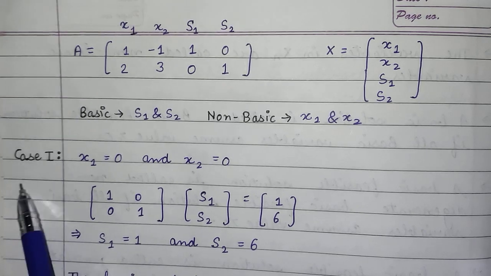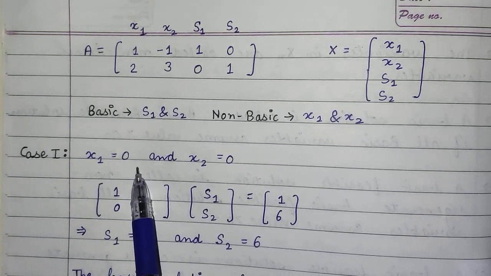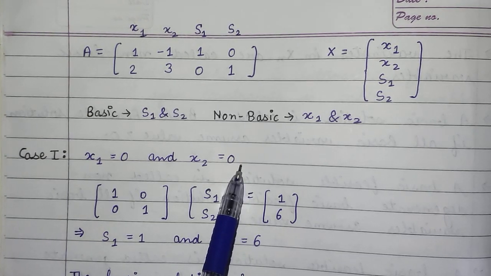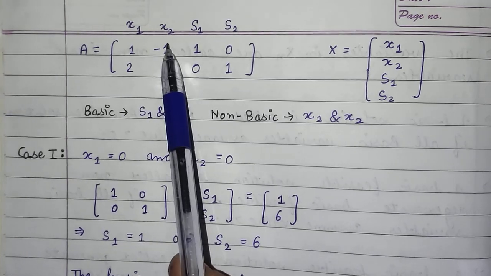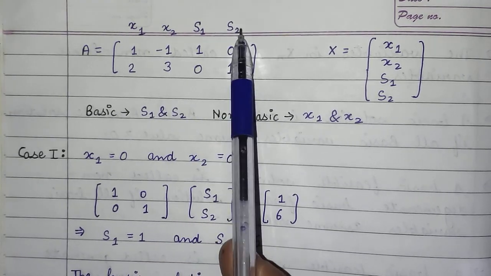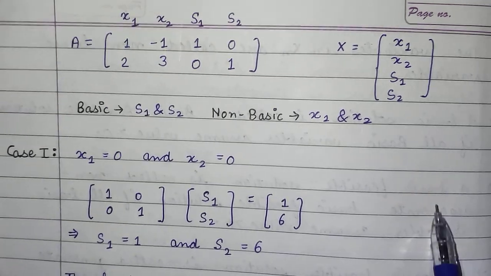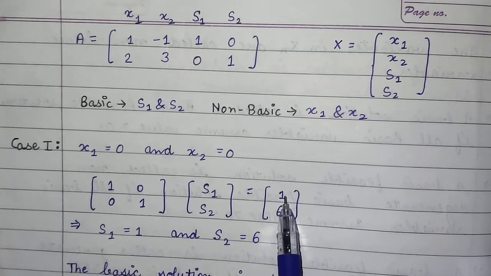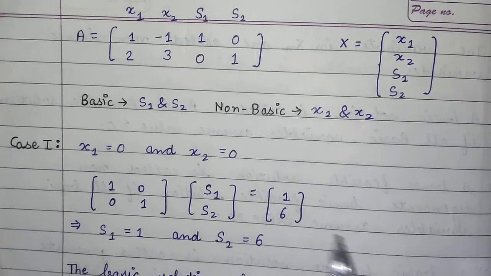So take case 1. In case 1 we take x1 equal to 0 and x2 equal to 0, meaning we take the non-basic variables as 0. So this x1 is equal to 0 and this x2 is equal to 0. So our matrix is for s1 and s2, this 1 0 0 1, and our variables are s1 and s2, and the values are 1 and 6. The values 1 and 6 come from our constraint equations.